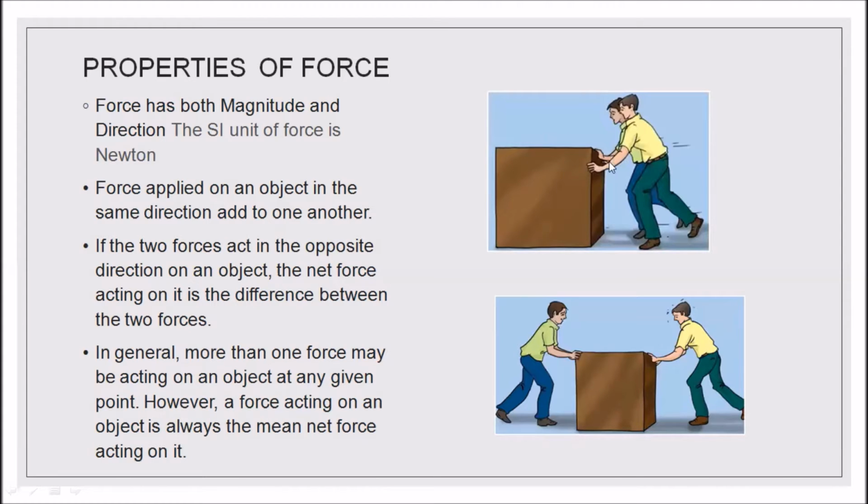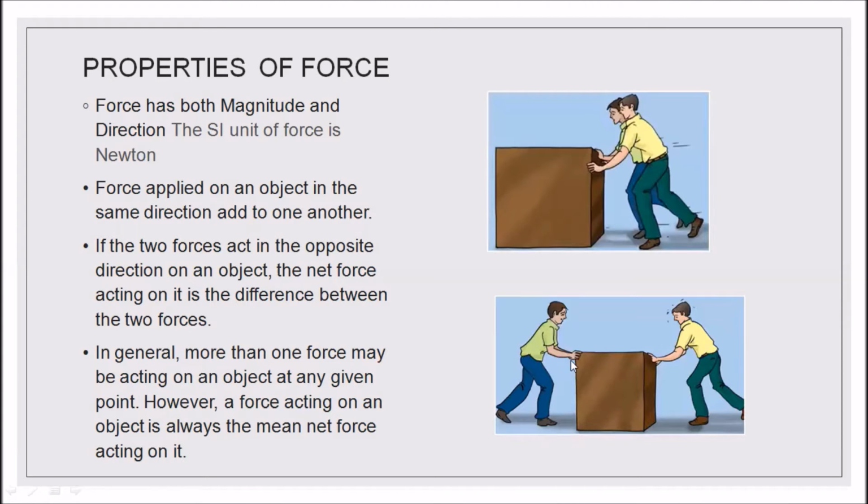Now look at the diagram. In this picture, two boys are pushing a big box. So the total force applied on this box is the total force applied by these two boys. That total force is called net force. If the force is applied in the same direction, then the net force is the sum of both the forces applied by the boys. So just go with the first pointer. Forces applied on an object in the same direction add to one another.